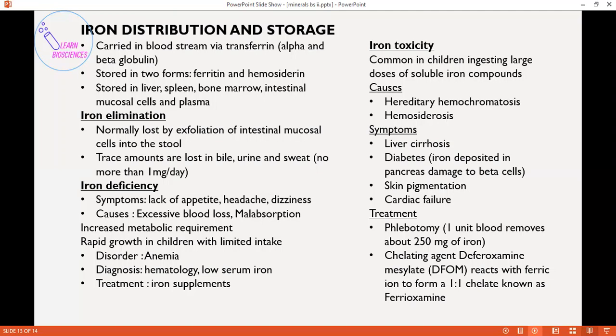Chelating agent deferoxamine mesylate, DFOM, reacts with ferric iron to form a 1:1 chelate known as ferrioxamine.